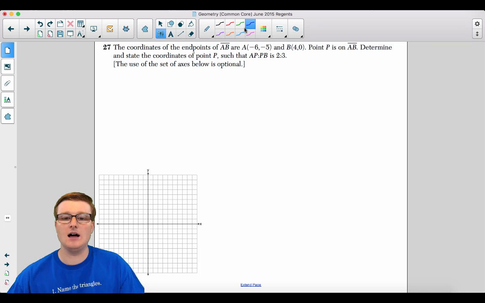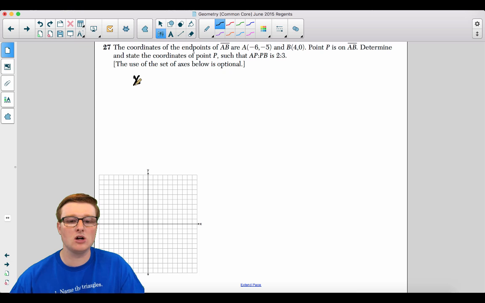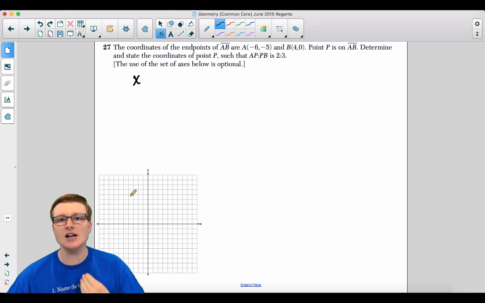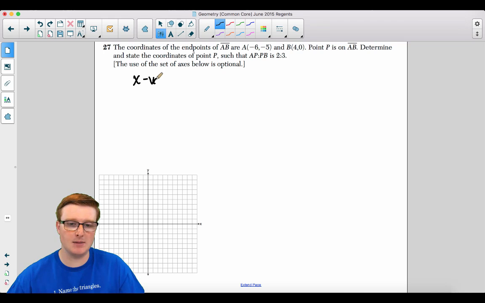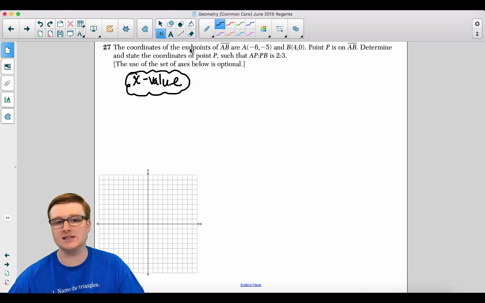Okay, now listen. I teach this very differently. Most teachers teach you to graph it on a graph. I don't do that. I do everything algebraically because that's just how my brain works. So, I'm going to give you two formulas that you need to memorize for your Regents if you want to do it like this. I'm going to show you both ways.